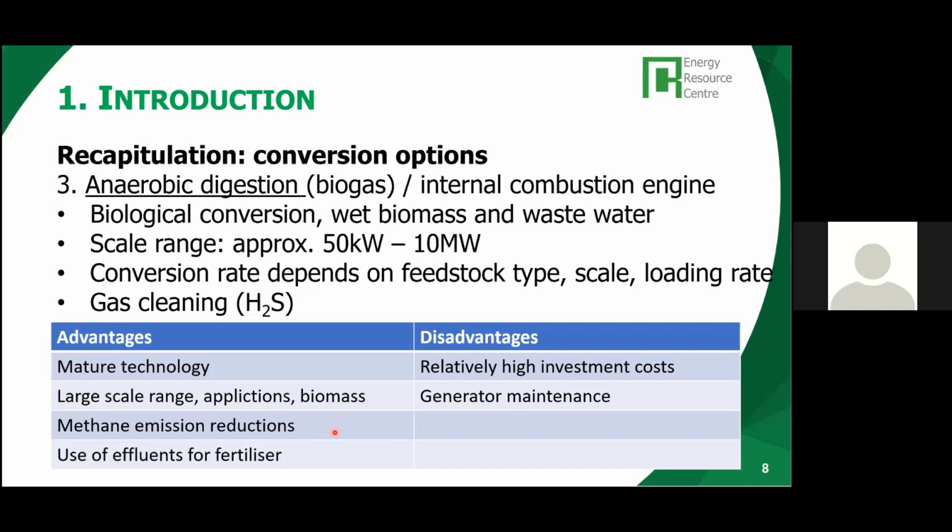Further advantages are the reduction of methane emissions, methane being a very strong greenhouse gas. By capturing methane, and thus preventing its emission to the atmosphere, there are very large advantages for reduction of the greenhouse effect. The effluents from biogas production, that's liquid or solid, can furthermore still contain very high quantities of plant nutrients, so they're very often used as fertilizer in agriculture.